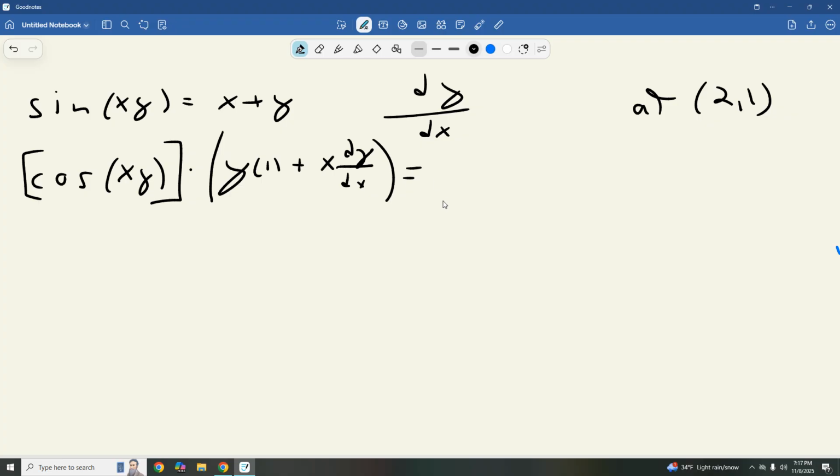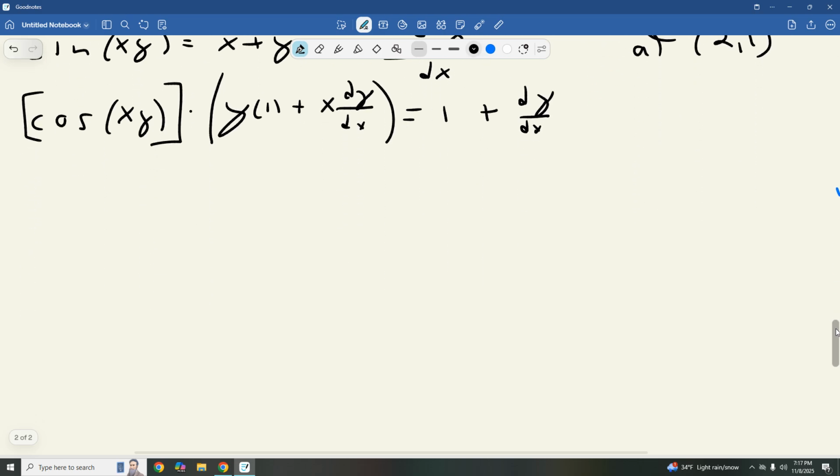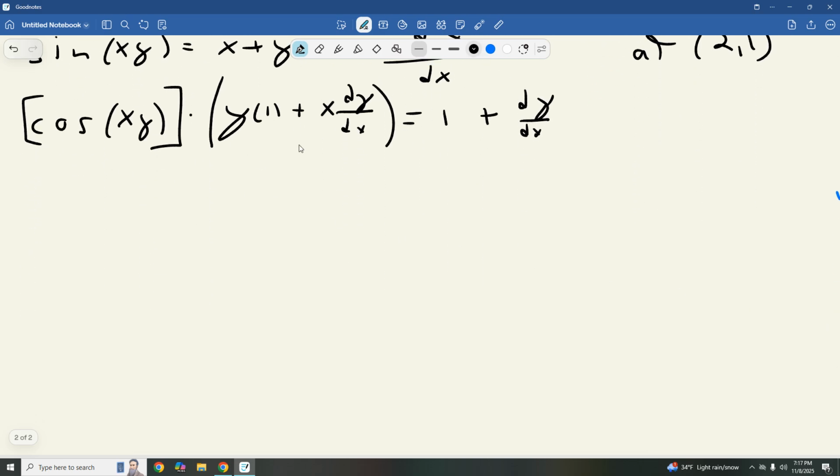Okay, now equals x plus y. So x is just 1 plus 1 again, but this time it's dy over dx. So we can just get rid of this one. It's just going to be plus dy over dx.